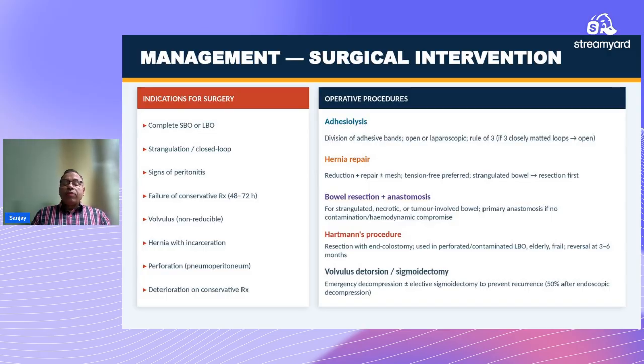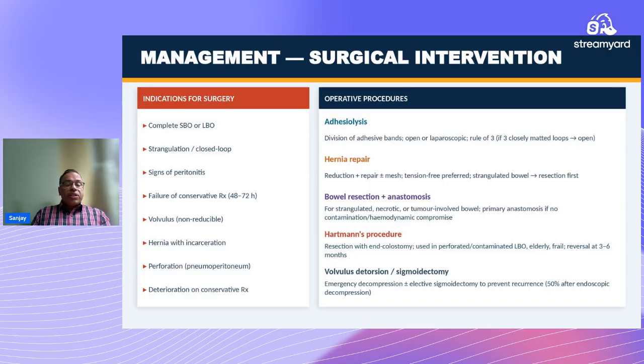And the rule of three would dictate to the surgeon whether to operate or not in a patient with adhesions. If three closely matted loops are seen, then open up the patient. That means operate. Three closely matted loops.